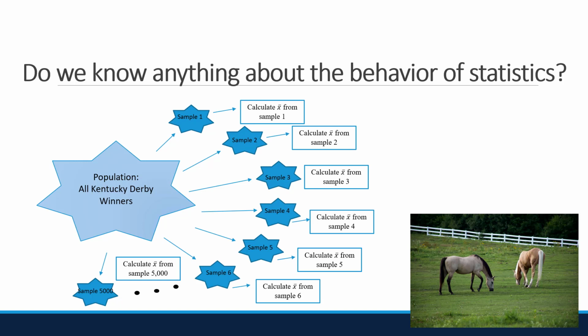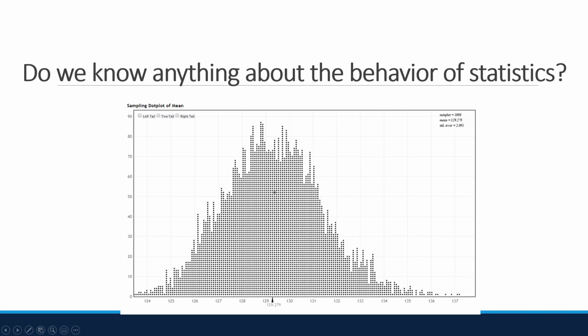We can visualize the statistic calculated from the 5,000 samples by plotting them in a dot plot. Notice that the plot of the 5,000 statistics is symmetric and bell-shaped. Also notice that the plot is centered at 129.28, the value of the parameter. This plot helps us visualize what is known as the sampling distribution.